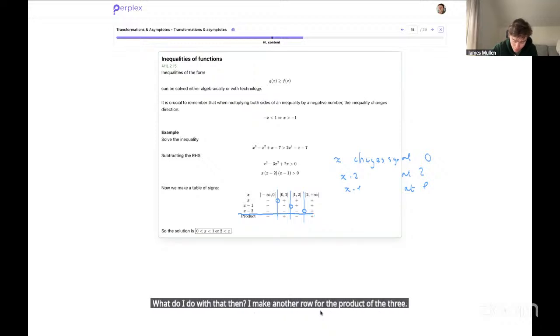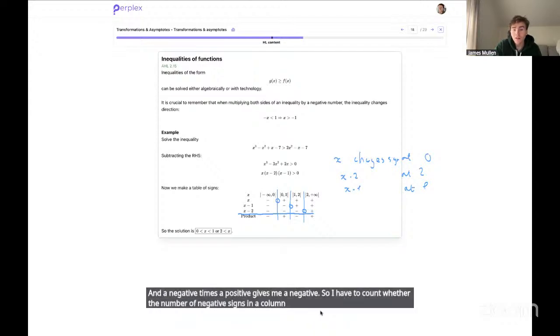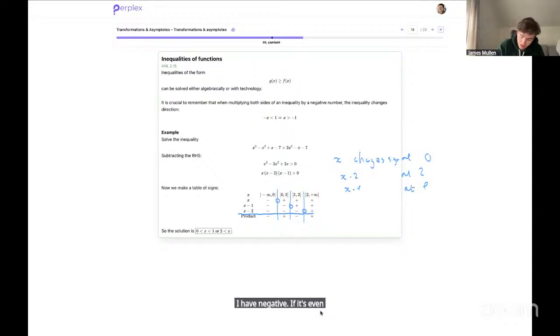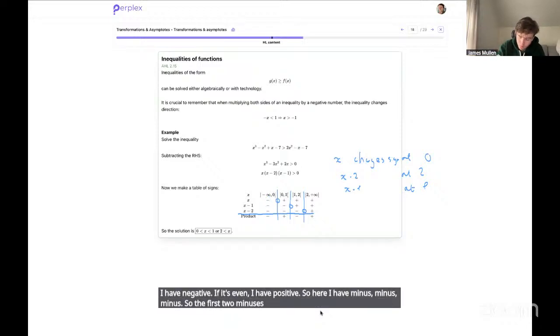And I remember that 2 negatives multiplied together gives me a positive, and a negative times a positive gives me a negative. So I have to count whether the number of negative signs in a column is even or odd. If it's odd, I have negative. If it's even, I have positive. So here I have minus, minus, minus. The first 2 minuses make a positive, and then another minus makes a minus.